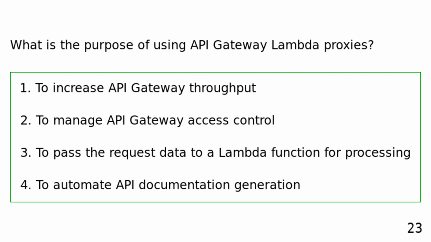What is the purpose of using API Gateway Lambda proxies? To increase API Gateway throughput. To manage API Gateway access control. To pass the request data to a Lambda function for processing. To automate API documentation generation.